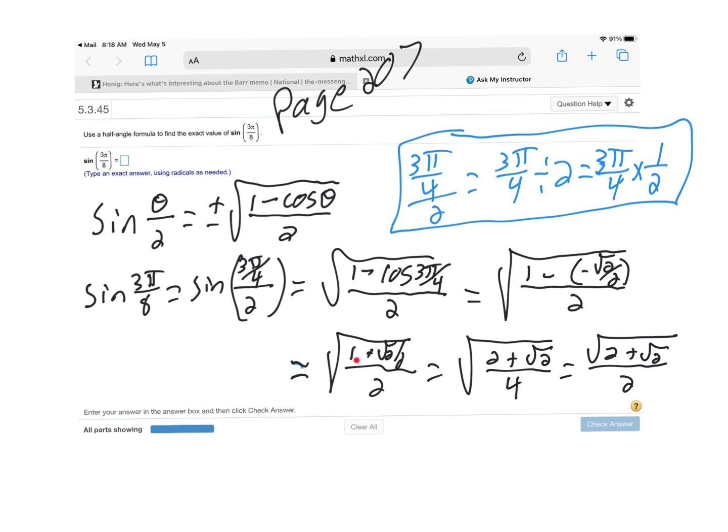So 2 minuses become a plus. Then I multiply top and bottom by 2. And I get this, and I take the square root of 4. So final answer is square root of 2 plus square root of 2 all over 2.